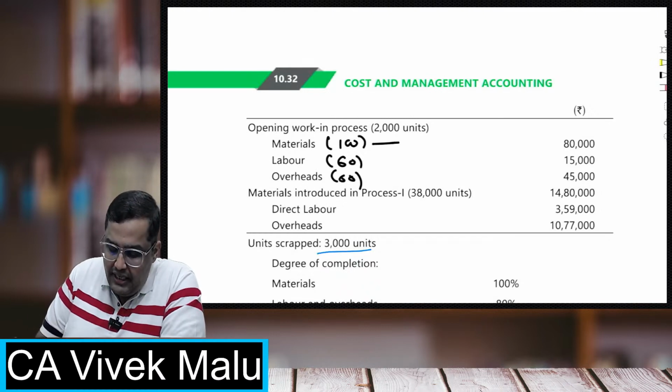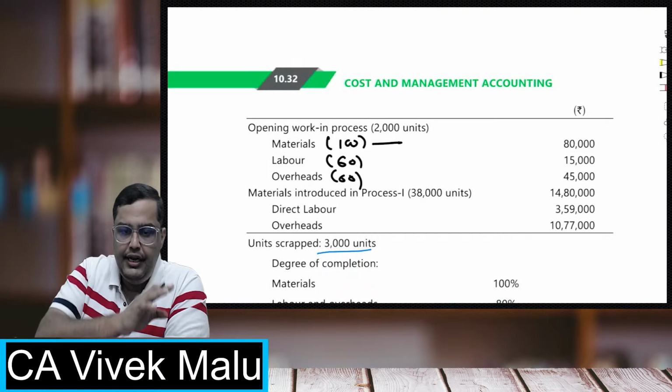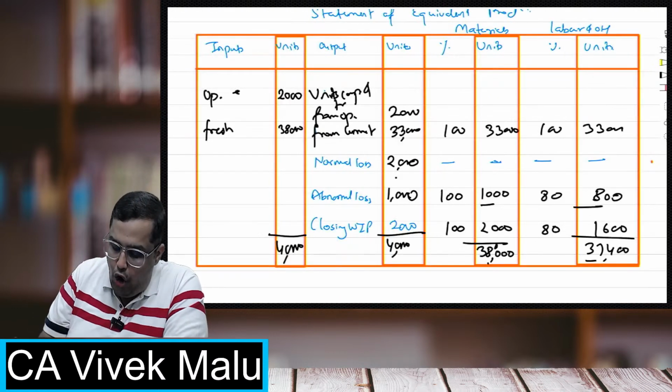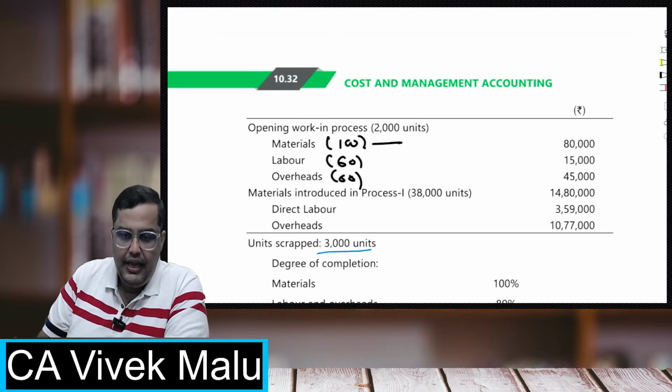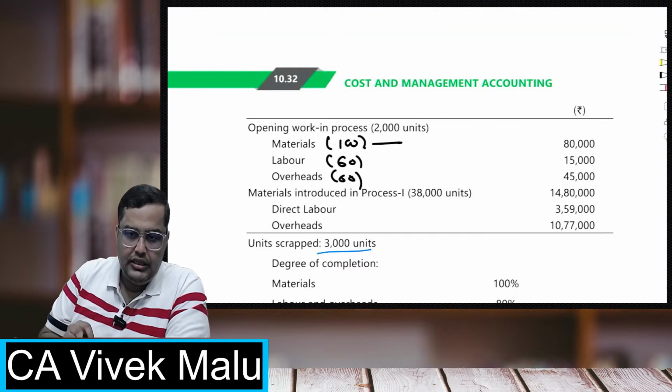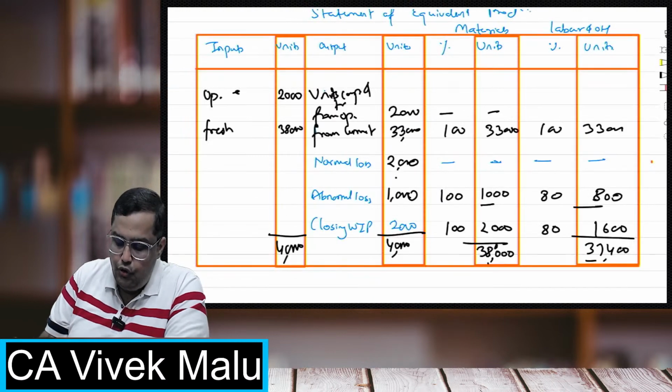So in material terms, 100% work is already done in the opening. So I have not done any work in this one. 100% was already appearing in the opening. So zero work is done in the current year. I'll write directly 0, 0.